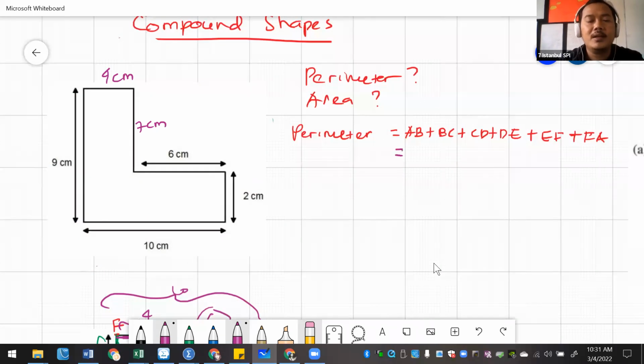Quite easy as that, right? So AB, I'm starting from here. So A, B, C, D, E, F, okay.